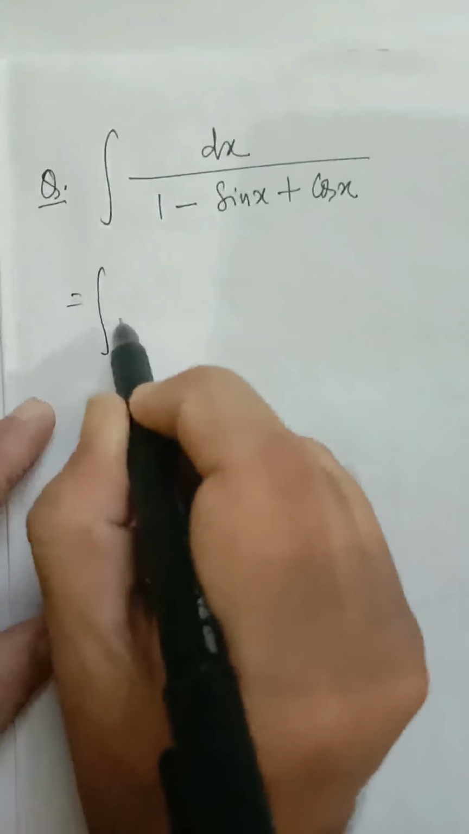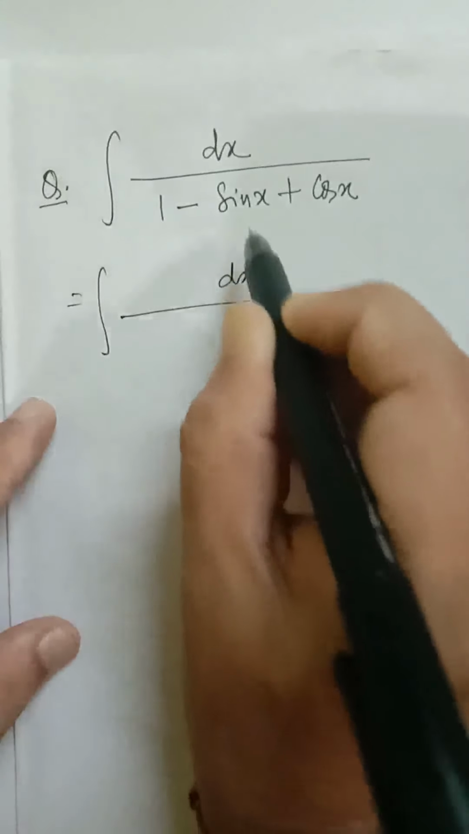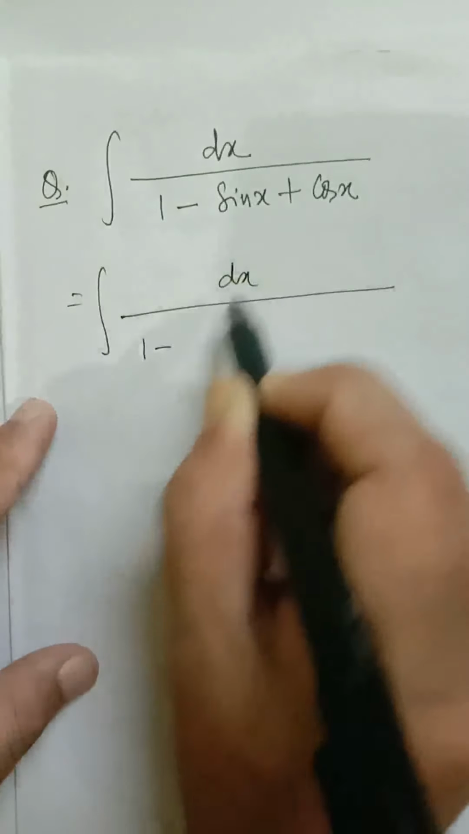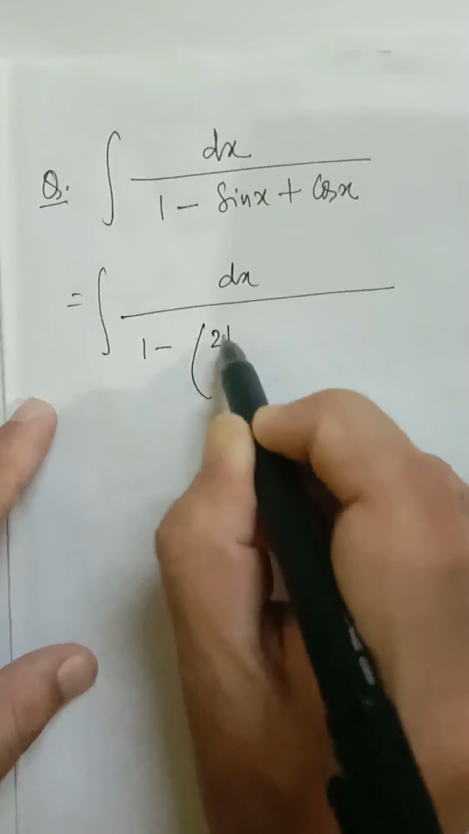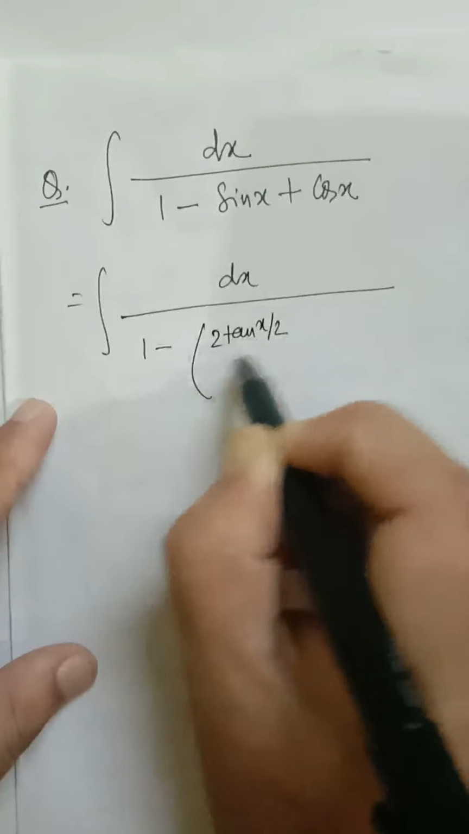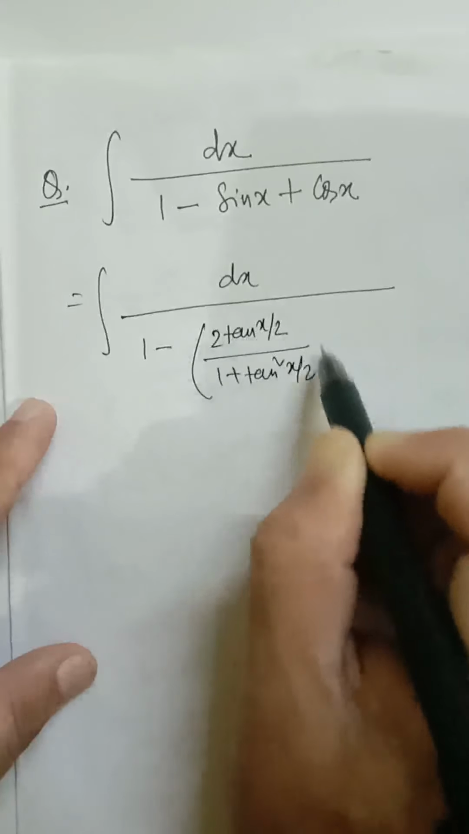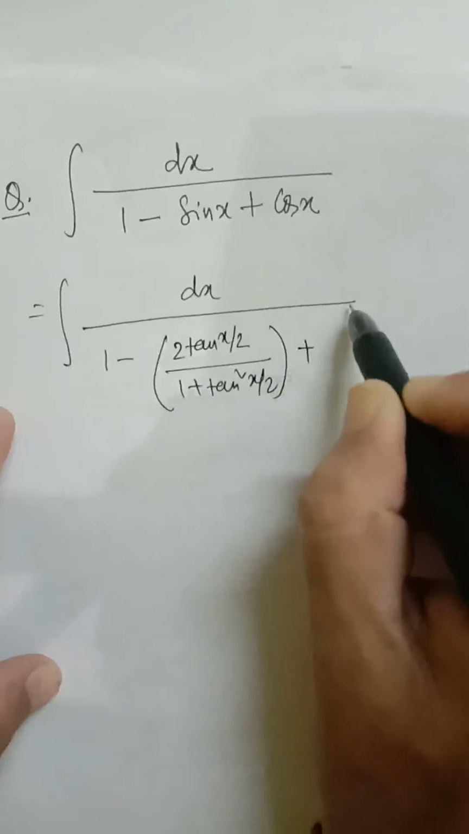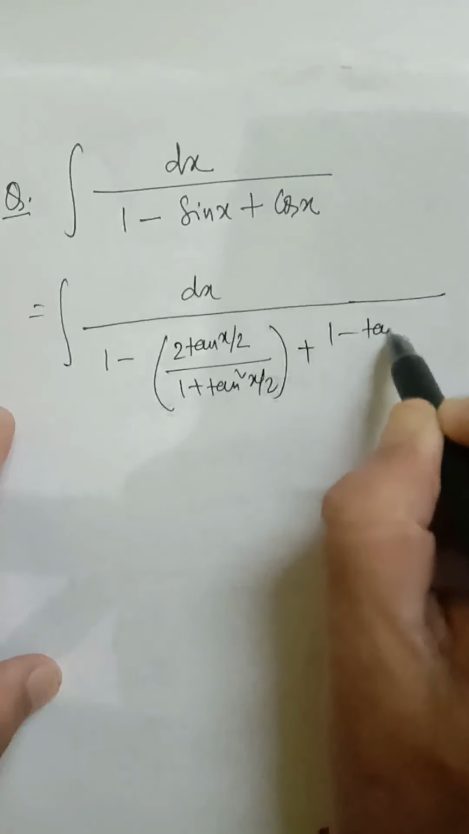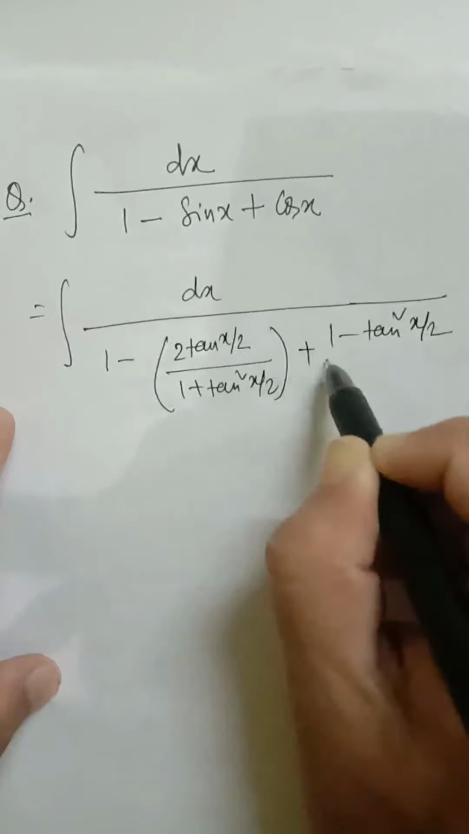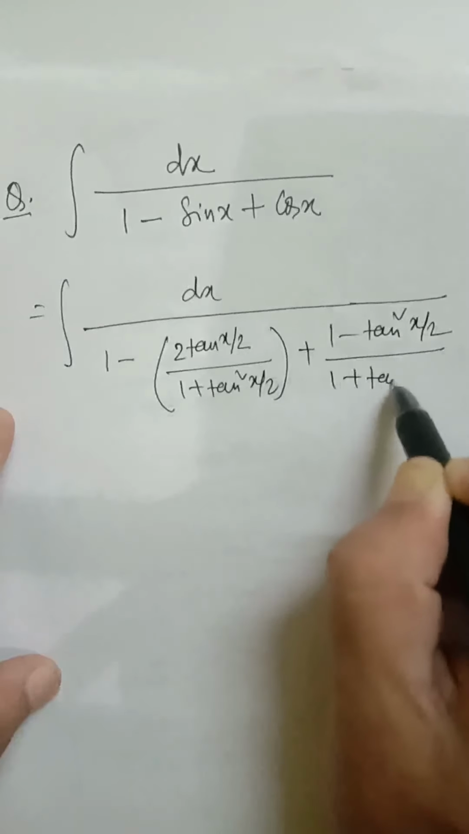Now to integrate, our first step will be to write the formula for sin x and cos x. So sin x is 2 tan x by 2 divided by 1 plus tan square x by 2, and cos x is 1 minus tan square x by 2 by 1 plus tan square x by 2.